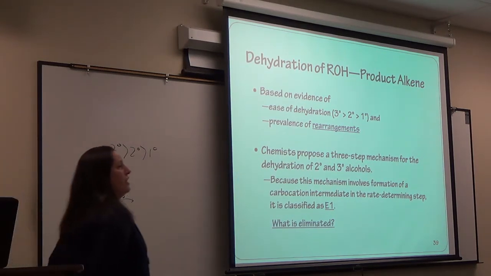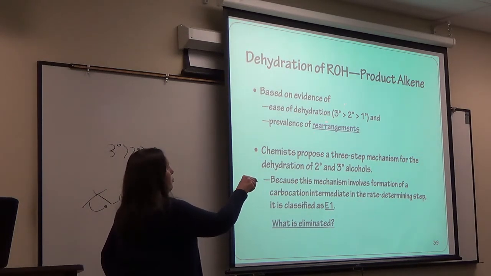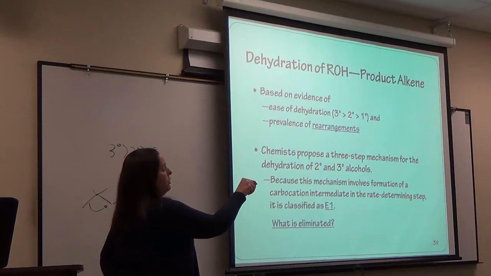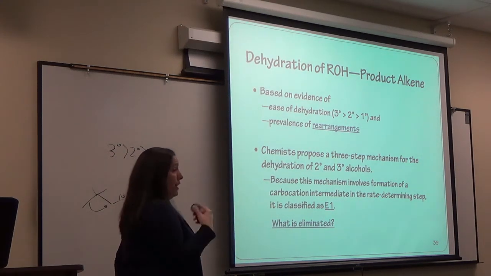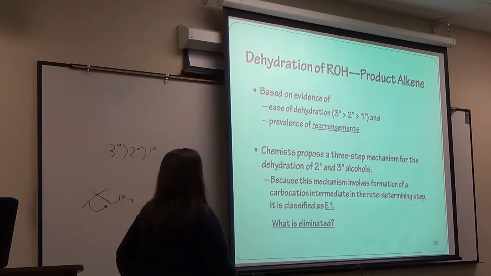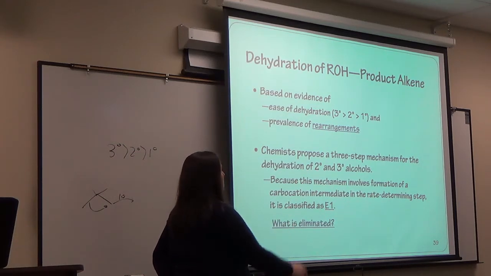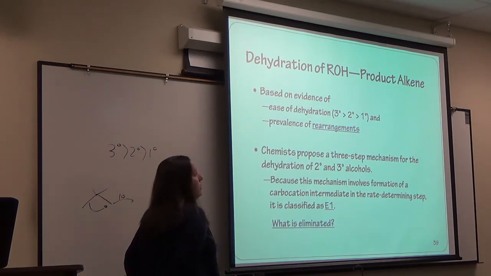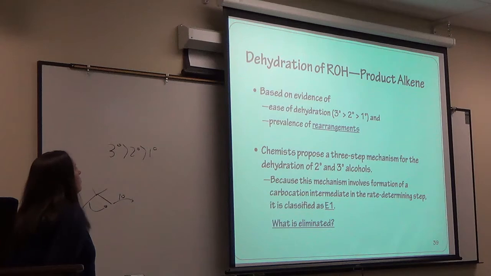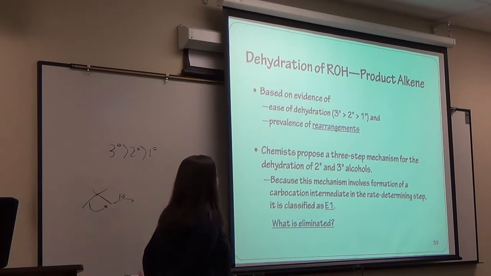So based on the evidence, just summarizing what I've been saying: tertiary is easier to do at lower temperatures than secondary than primary, plus the fact that we see rearrangement means carbocations are being formed. This is leading us to classify this as E1. Okay? So that's basically the summary there on paper, so you can have it.